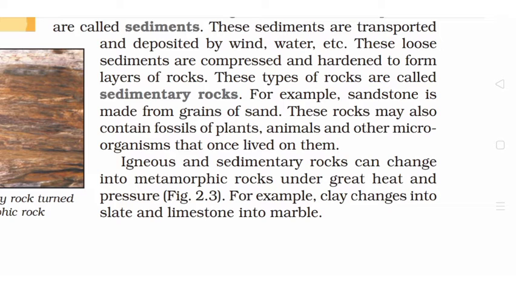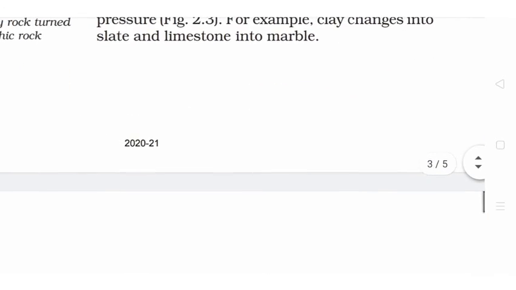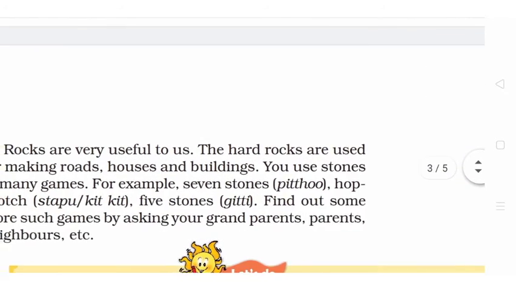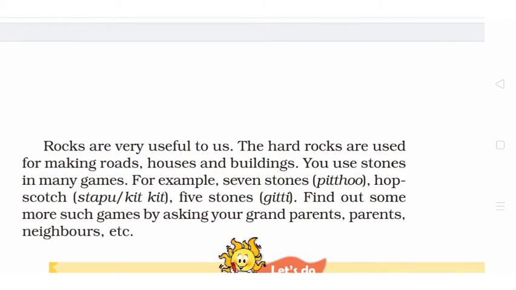If we take an example, clay changes into slate and limestone into marble. If we take clay and we do not use it for some time, or if we keep it in sunlight for some time, it becomes too hard and forms slate, and limestone also happens the same. It converts into marble. Now rocks are very useful to us.